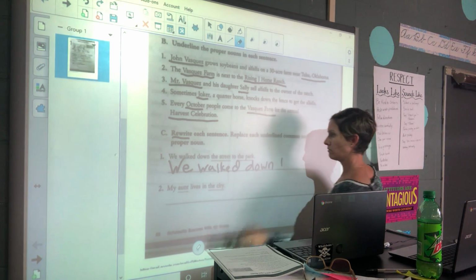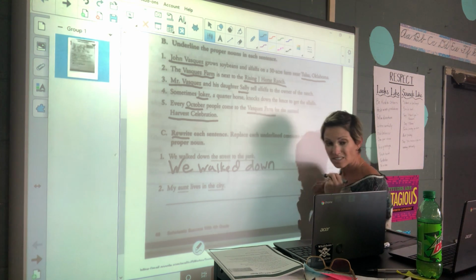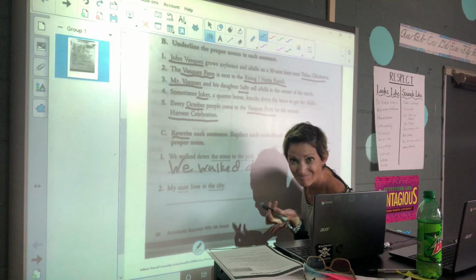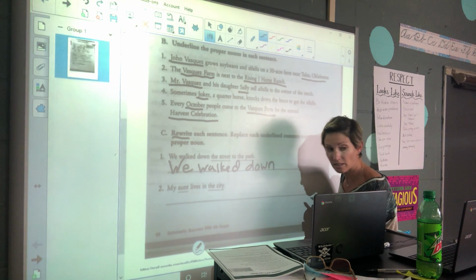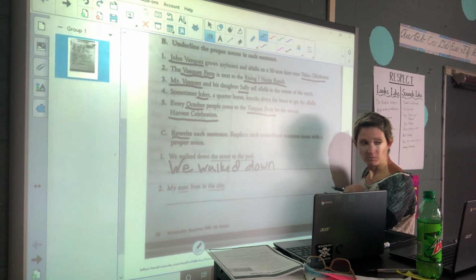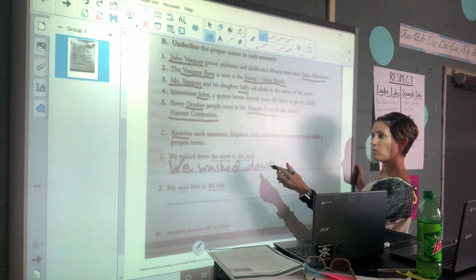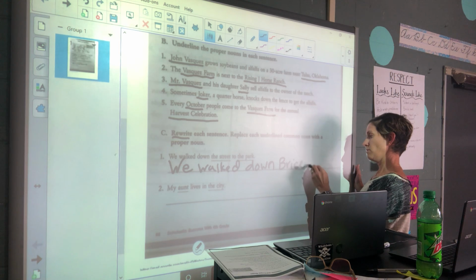Okay, and what could we replace for the street? How would you say that? Does anybody know what street they live on? That's specific. Taylor? Unmute yourself. Bryce Road. Okay, so we walked down Bryce Road.